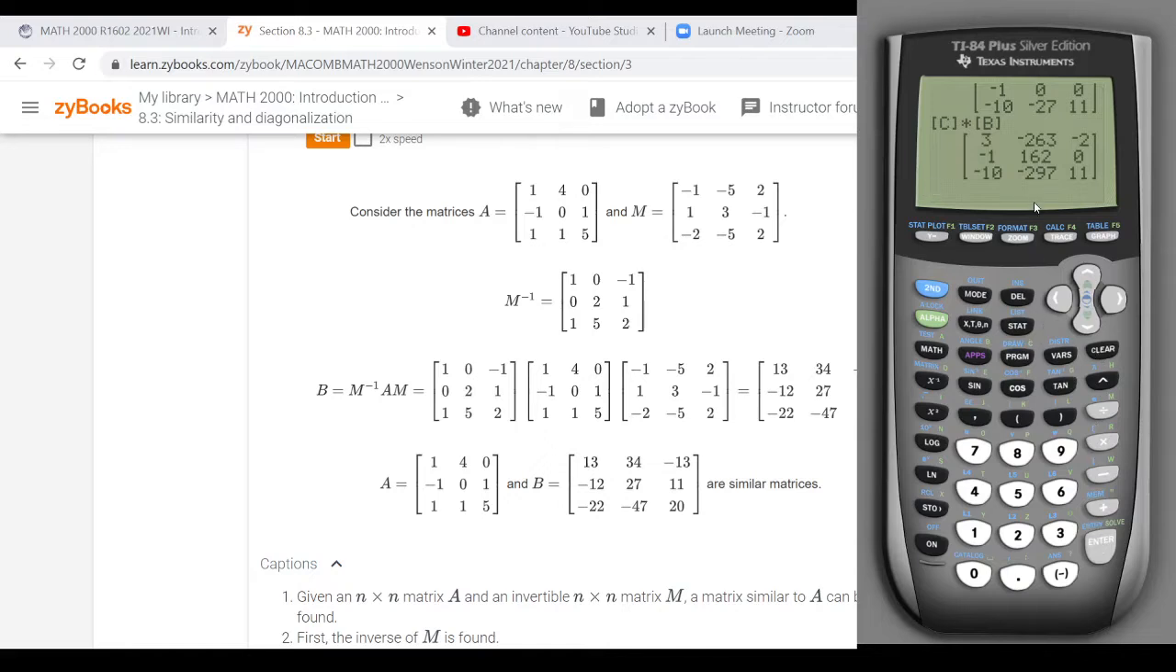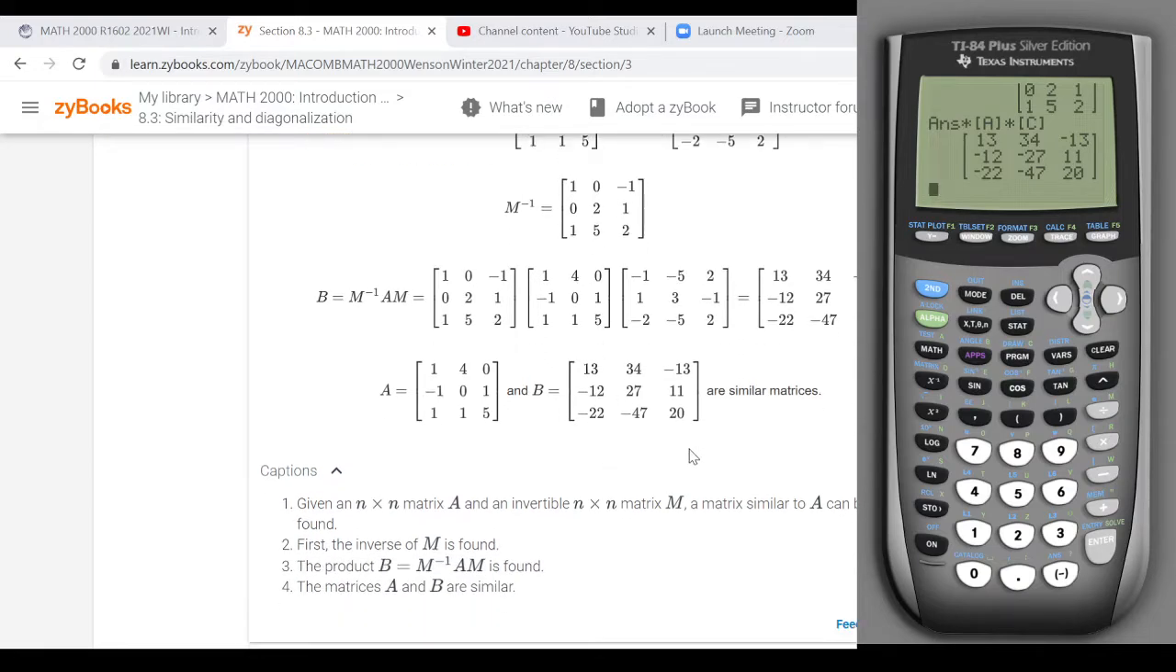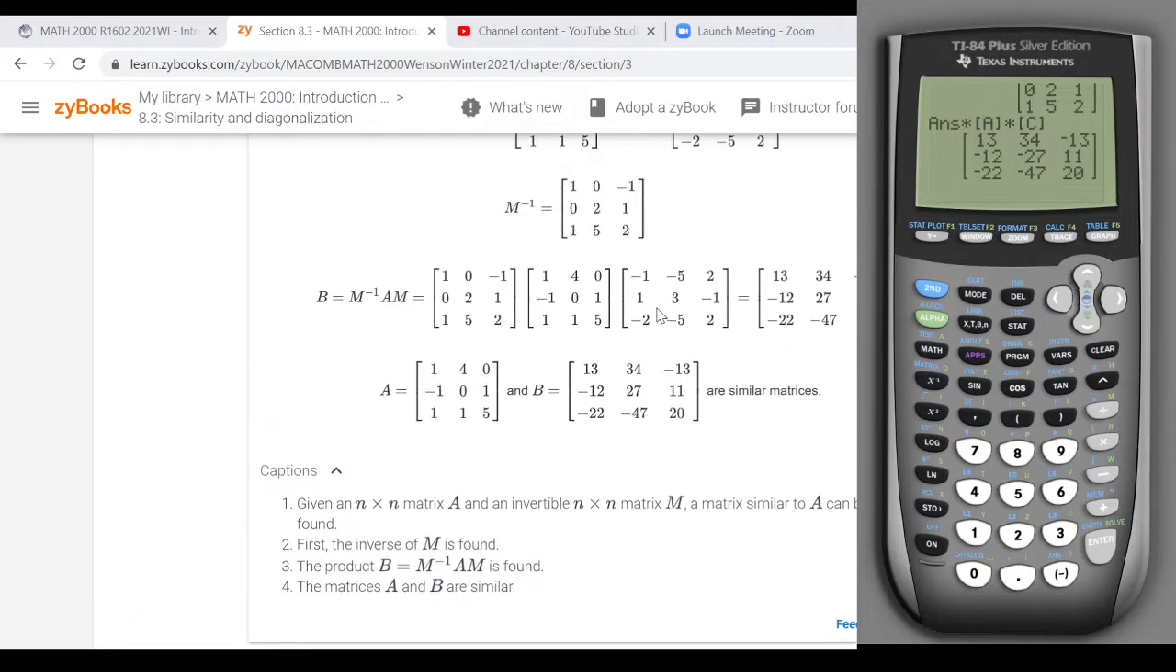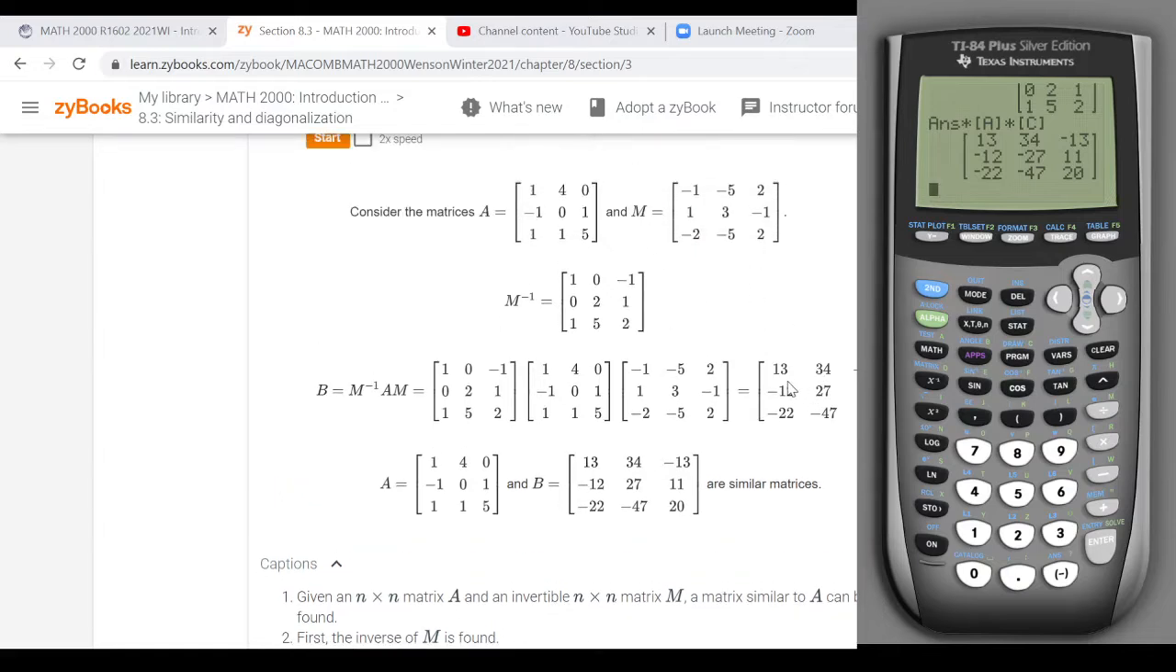No, I don't. Why? Maybe I mistyped something. Okay, so I've discovered the error, and I'll point this out to you because I'm going to leave some feedback here. When you multiply these three matrices, M inverse times A times M, and I did this on my calculator, making sure I entered everything correctly, it should be 13, 34, negative 13, negative 12, negative 27, 11, and then negative 22, negative 47, 20. So they're missing a minus sign on the 27 here.